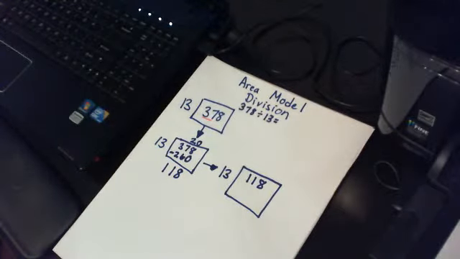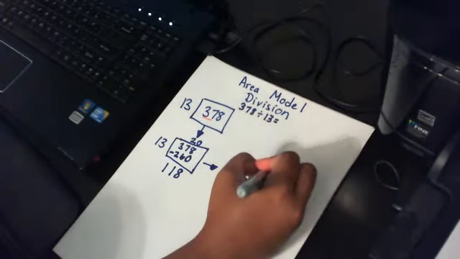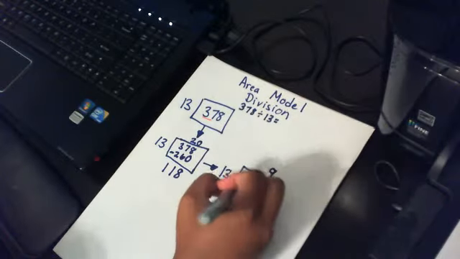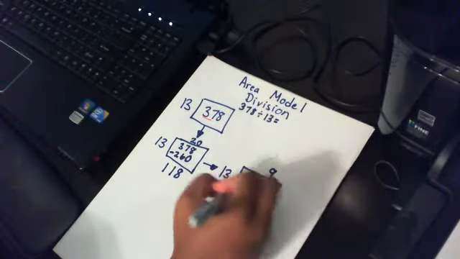Now, we go back to our knowledge. We're looking for what number times 13 is going to get us close to 118. Well, I know that 13 times 10 is 130, and that's too big. So if I go down to 13 times 9, that's going to give me 117. So I can use that. I'm going to put a 9. And that gives me 117.